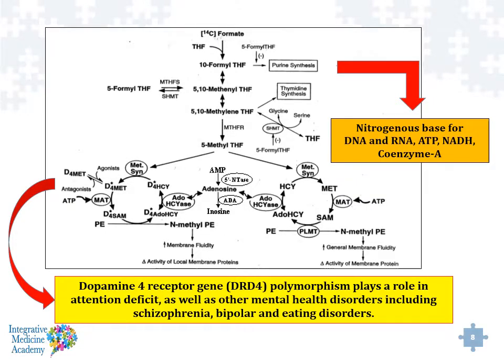Also, there's an expanded role between folate metabolism and the influence it has at the DNA level. It supports other chemicals like ATP, for example, that energy currency for mitochondria. It also has a relationship to methylation, and methylation even has a role in dopamine regulation, specifically in this slide, a dopamine receptor that affects attention. So dopamine 4 receptor polymorphisms can influence attention. They've been linked to other mental health disorders like schizophrenia, eating disorders, and even bipolar.